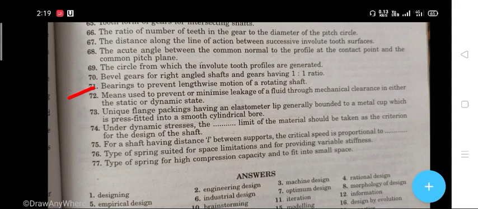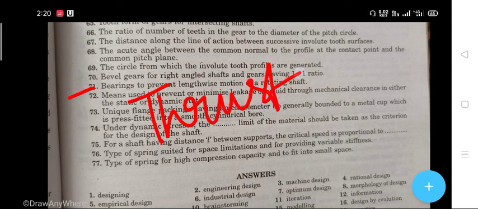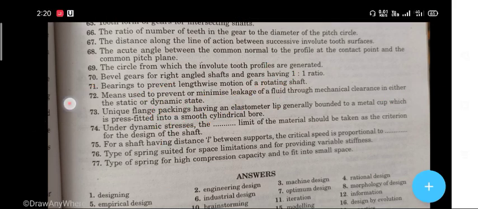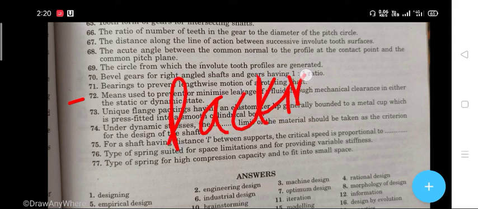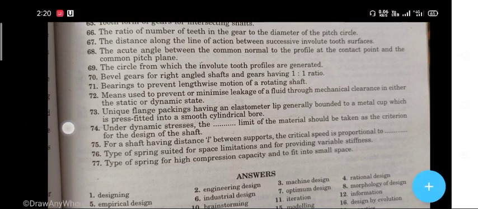Next question, question number 71. Bearings to prevent lengthwise motion of a rotating shaft is thrust bearing. Next question, question number 72. Means used to prevent or minimize leakage of a fluid through mechanical clearance in either the static or dynamic state is the packings. Next question, question 73. A unique flange packing having an elastomer lip generally bonded to a metal cup which is press fitted into a smooth cylindrical bore. The right answer is oil seal.